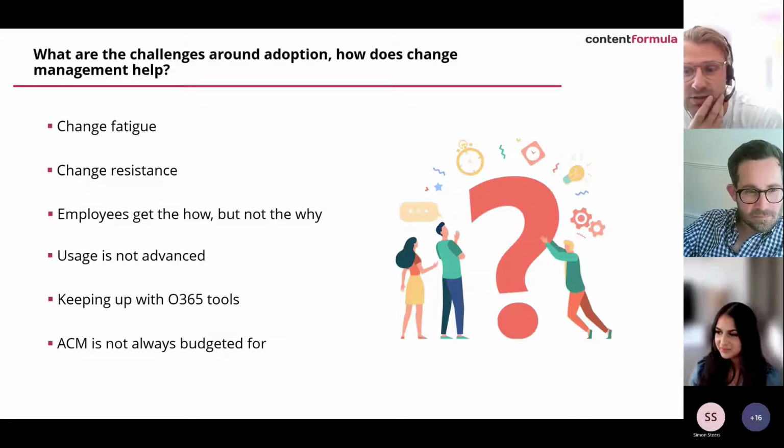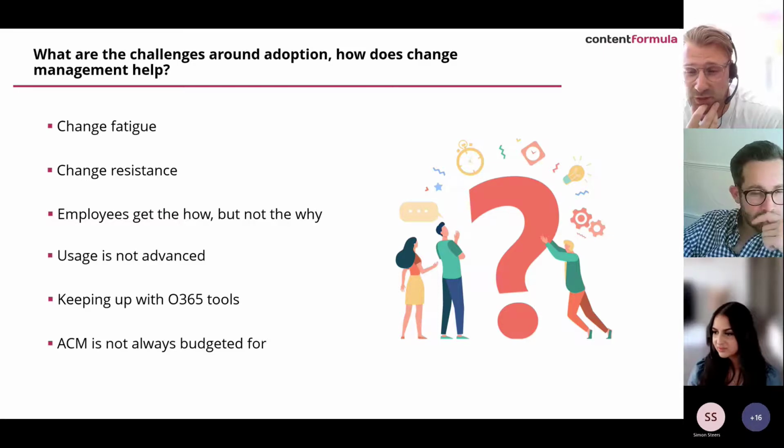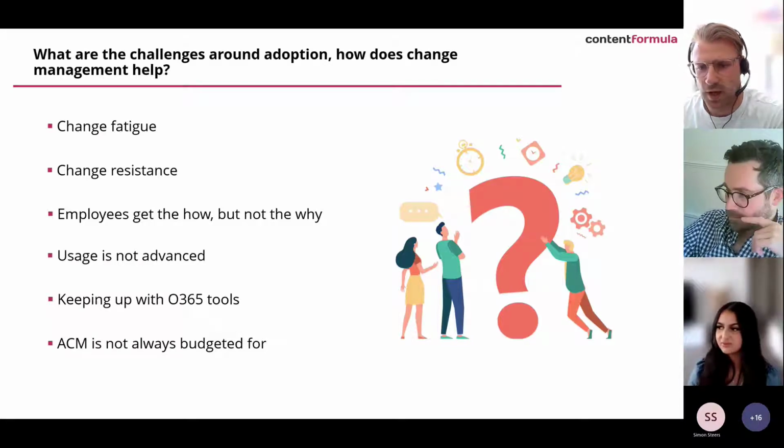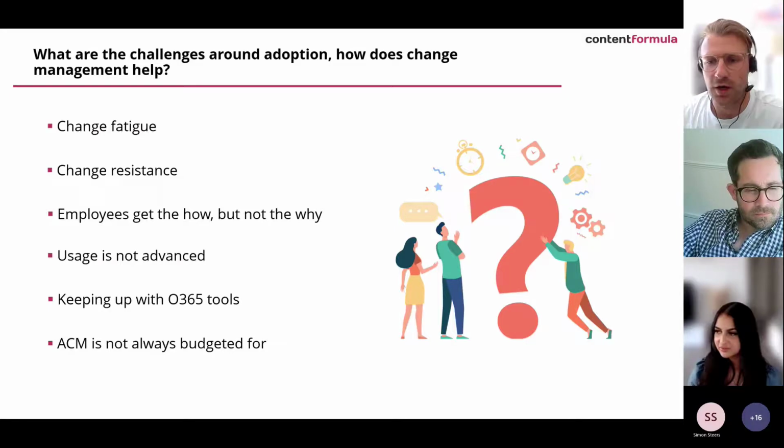So all in all, change resistance, employees get the how but not the why, is 19%. It's just dropped down to 18%. Usage is not advanced, keeping up with the Office 365 tools and ACM isn't always budgeted for are each 25%. So it's quite spread across all of those different challenges. So that's great.